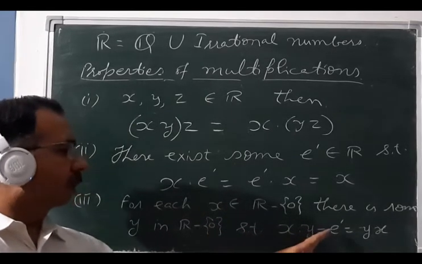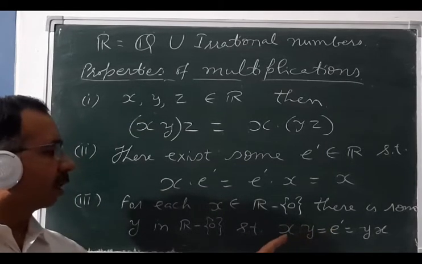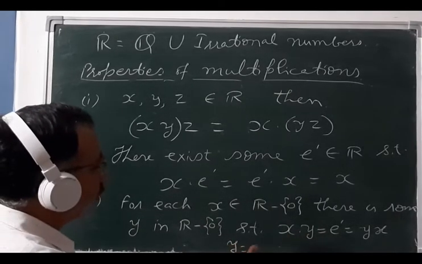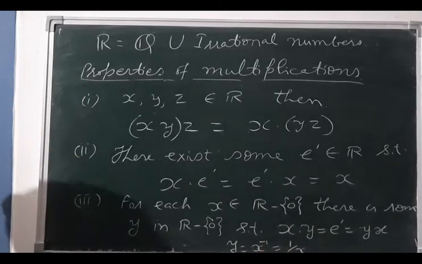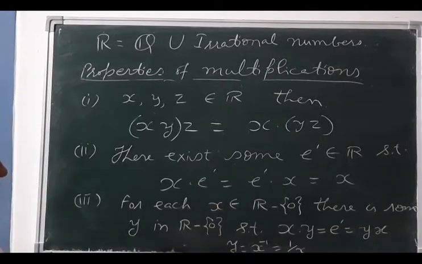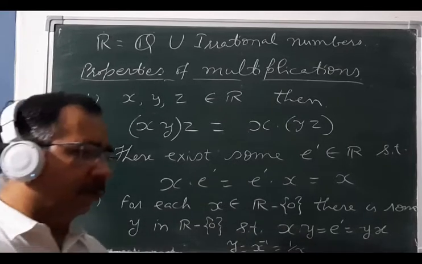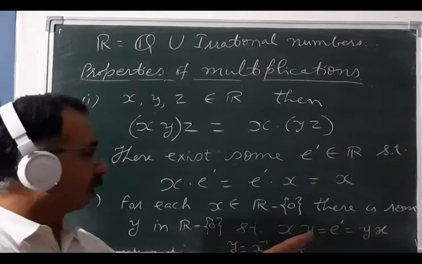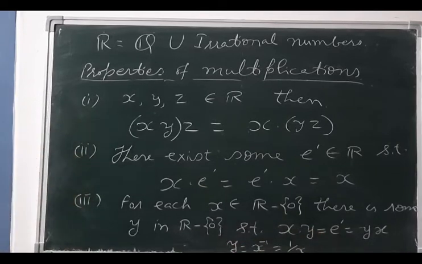We already know that here e dash is 1. So it means this y is the reciprocal of x. So here in this case y is equal to x inverse is equal to 1 by x. That's why here we have omitted 0, because 1 over 0 is not defined. So every non-zero number has a reciprocal which we shall call the multiplicative inverse of that number, and when we multiply the multiplicative inverse with the number we get the identity element, the identity of multiplication.